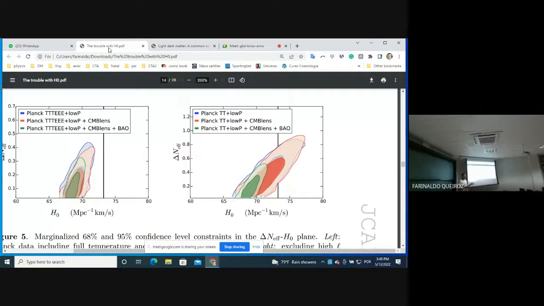From CMB and BAO, we expected that H naught should be 67, but today the universe is expanding at 72. And this number, H naught, is 67 kilometers per second per megaparsec. So it's not very fast. 67 kilometers per second is this.